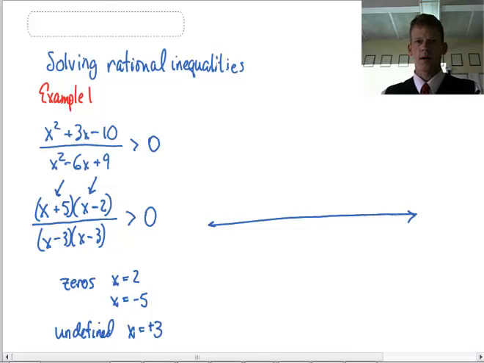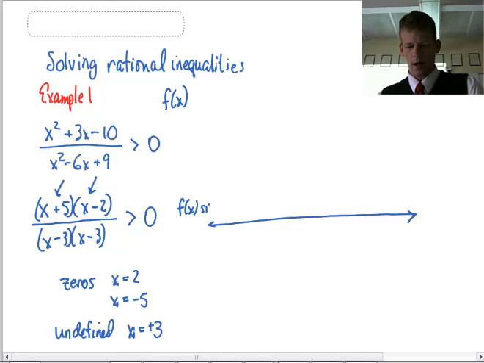So on our number line, what we want to do is establish all those points so we can interval test around them, and we want to make certain notation. For example, I'm going to refer to this function as f of x. So I'm going to write here f of x, its sign.